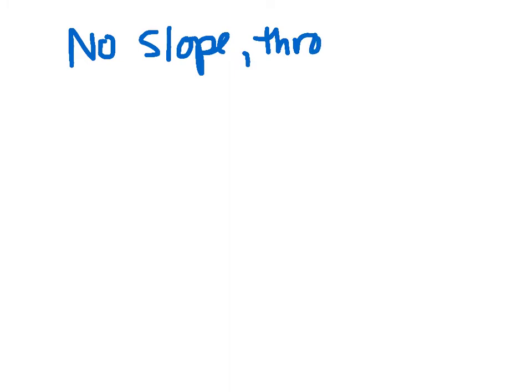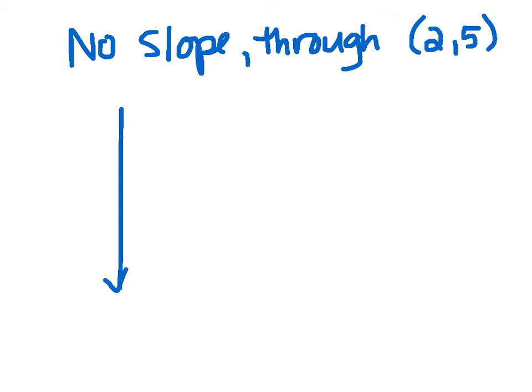Similar note, if I'm told that there's no slope, and it goes through the point 2, 5. It's the same idea here. If I have a set of axes, I shouldn't make that 5, that's too big. Let's just make it 1. If I have a set of axes, and I have the point 2, 1, let's say that's right there.